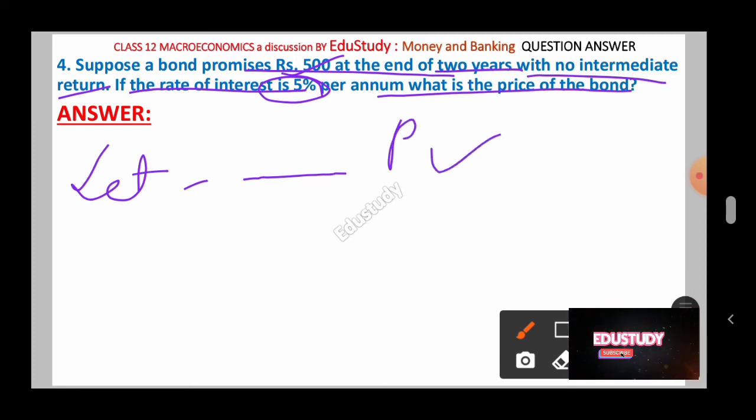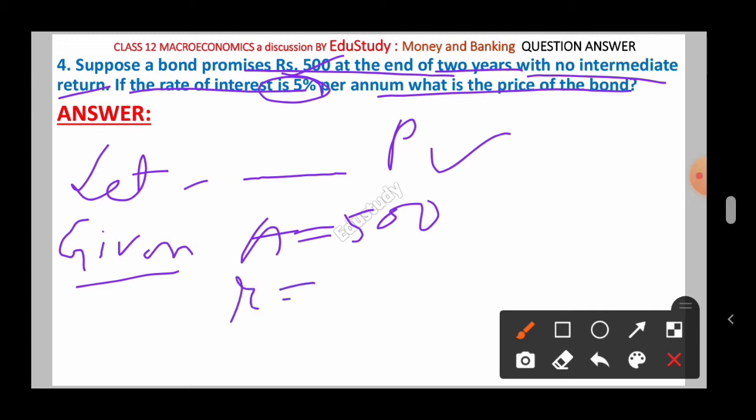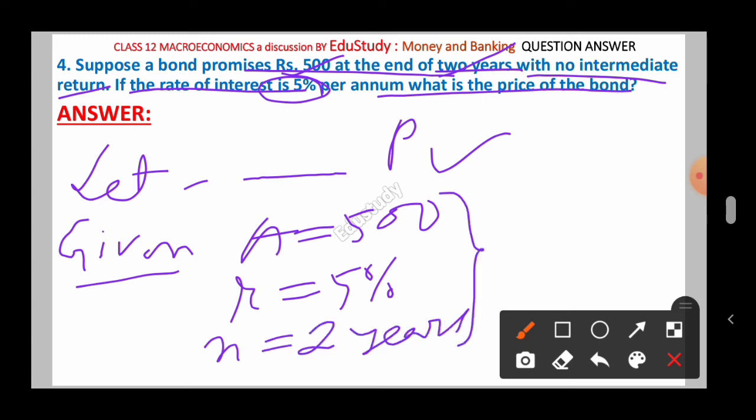You have to write this yourself, I will not write it completely here. Then you have to write what is given: A, that is the amount, equal to rupees 500, and the rate of interest, that is 5%, is given, and the time period is clearly mentioned as 2 years, at the end of 2 years. So you have to write these in the given section, and just put this at the beginning of the question, and then we'll solve it.